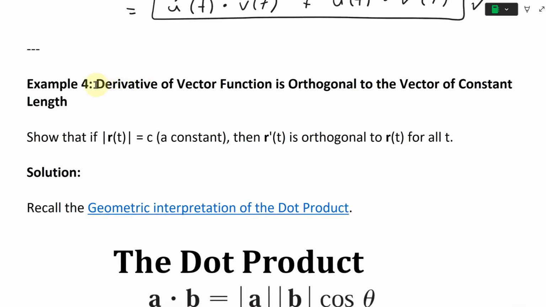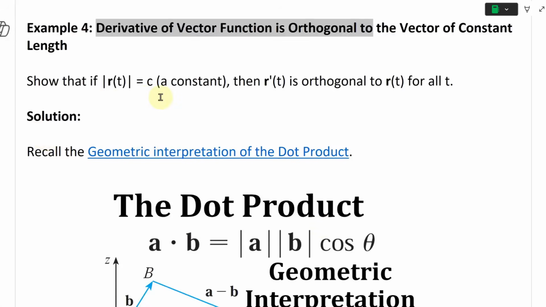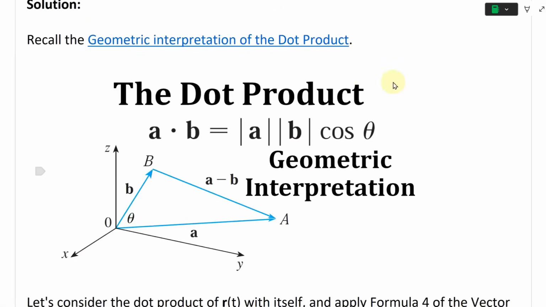This one will show that the derivative of a vector function is orthogonal to a vector of constant length, and we'll run down what this all means. We're asked to show that if the length, or the absolute value, of the vector function r of t is equal to a constant c, then the tangent vector r prime of t is orthogonal to r of t for all t. So if this is constant, then the derivative is perpendicular to it for all values of t. Let's take a look at the solution.